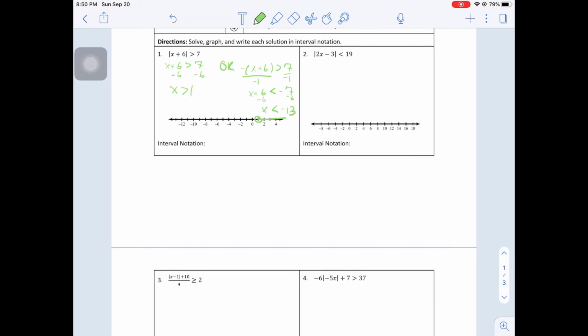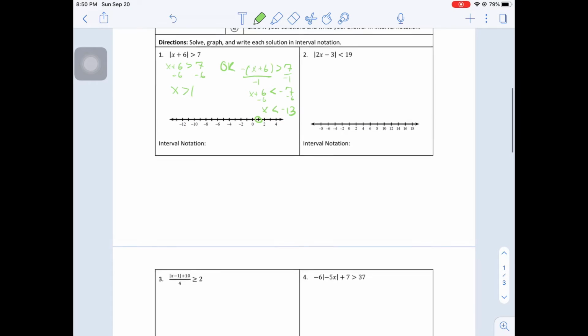So x is greater than 1, so 1 is right here, and we're going greater than. And then it says x is less than -13. So open circle going less than right there. How we would write this? -infinity, -13, union 1 to infinity.